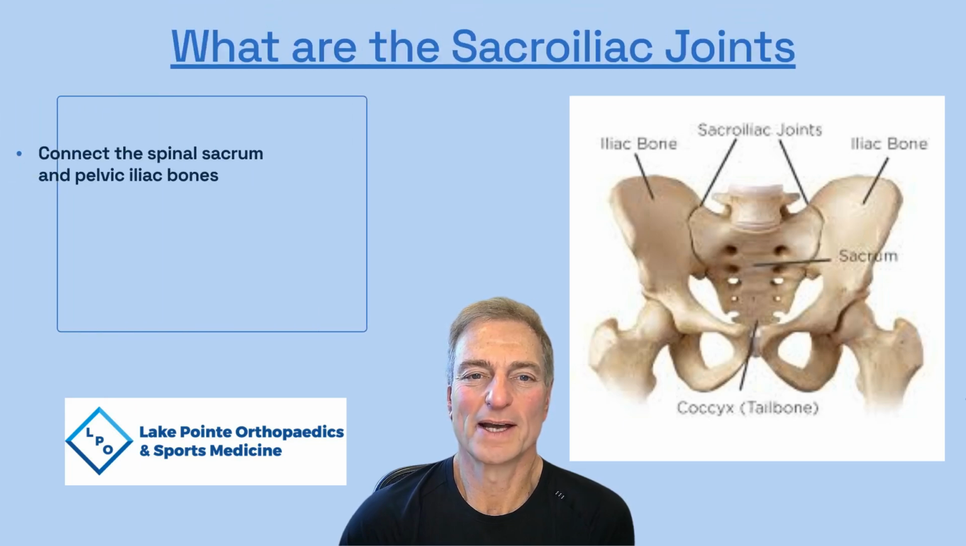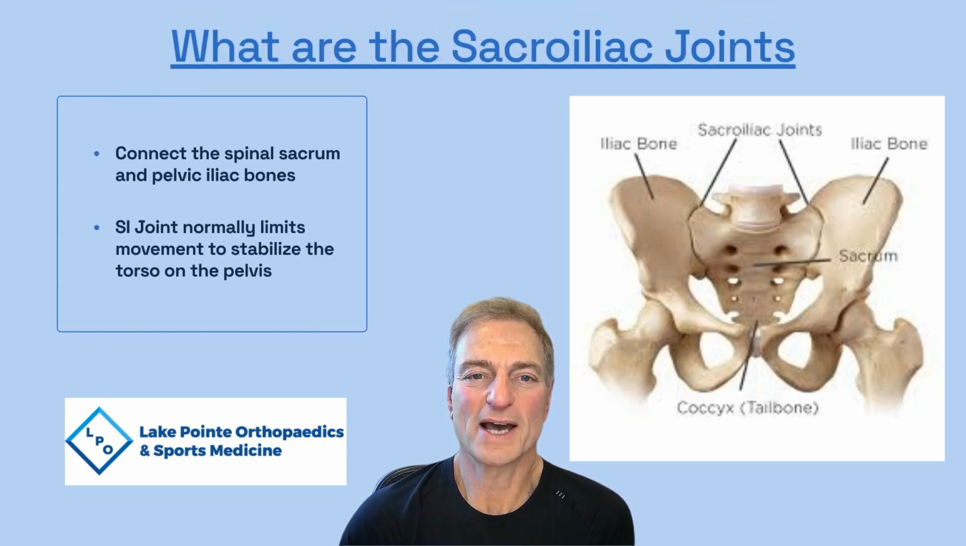The sacroiliac joints, commonly called SI joints, are located at the lower part of your back, where your spine meets your pelvis. You have two of them, one on each side. The sacrum is a triangular bone at the base of your spine, and the iliac bones are the large, curved bones that make up the sides of your pelvis. The SI joints connect these two structures.